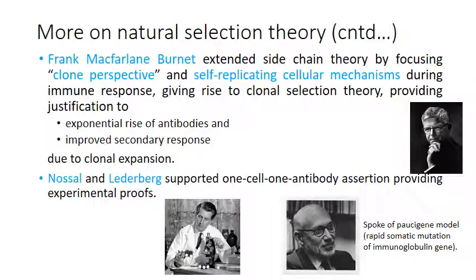Frank Macfarlane Burnet extended the side-chain theory by focusing on the perspective of clones and self-replicating cellular mechanisms during the immune response, giving rise to the clonal selection theory, providing justification for the exponential rise of antibodies after the primary infection and the improved secondary response due to self-replicating cellular mechanisms. So Nossal and Lederberg also supported the one-cell, one-antibody assertion, providing experimental proof. They spoke of the position model, which is a rapid somatic mutation of immunoglobulin genes, showing that this is how a single cell can produce more than one type of antibody, just with different affinity.